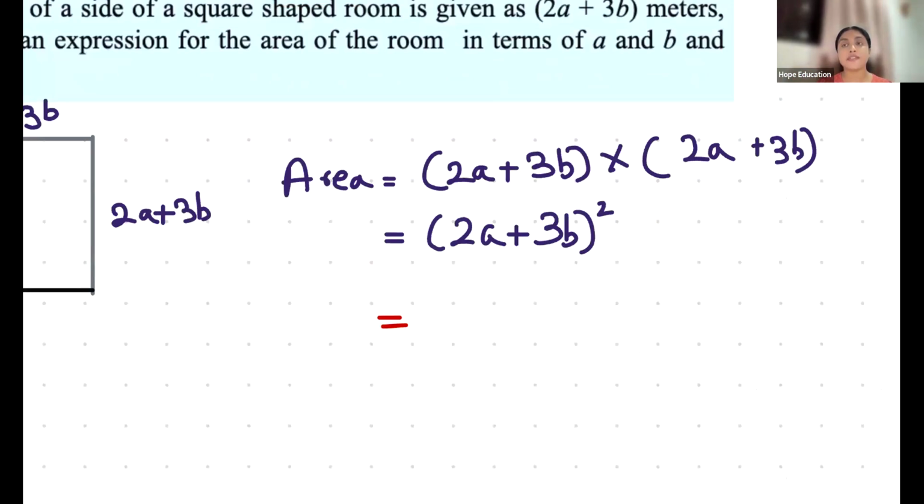First, we take the square of the first term. First term is 2a, no? So square of the first term, 2a times 2a. 2 times 2 is 4. A times a is a squared. So we have 4a squared. Here the charge is plus. Plus times plus, answer also gets plus.